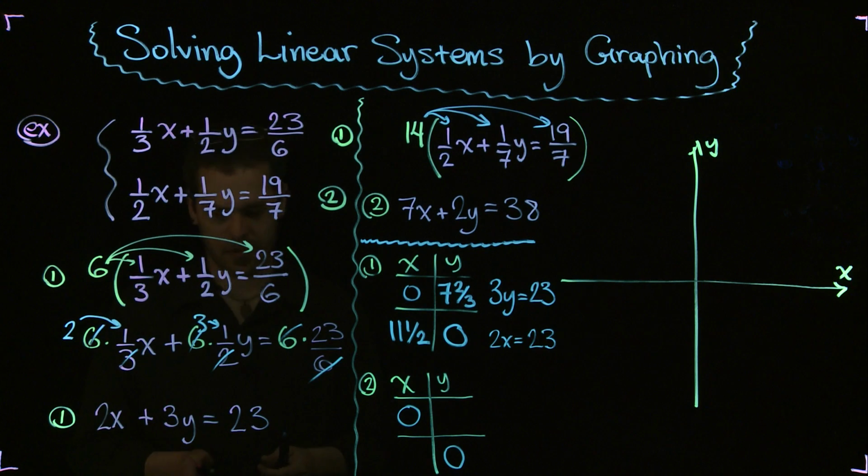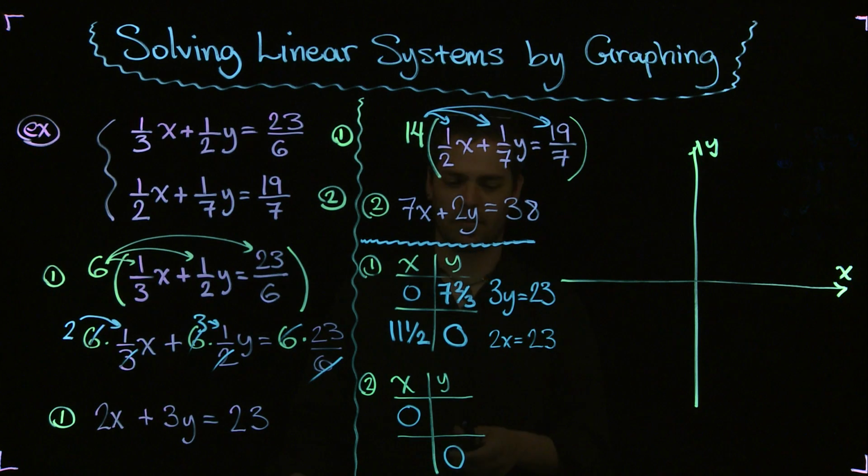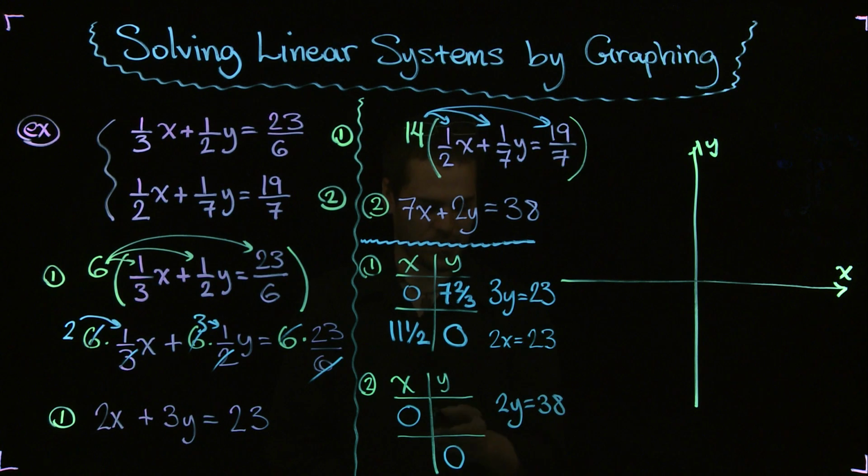Okay, so I put in a 0 for x for equation number 2 over here. 0 for x, 2y equals 38 is what remains. And that does come out to a nice whole number, 19. So 0, 19 is the y-intercept. This is the highest thing I see so far, so that's going to be somewhere near the top on the y-axis.